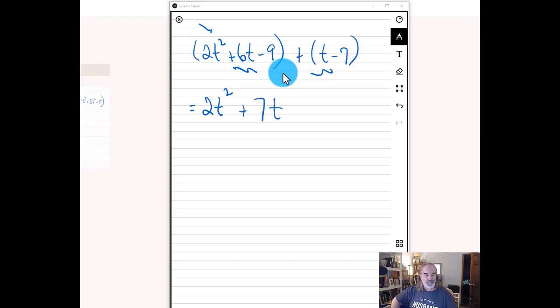And then our constants, right? There's our minus 9 and our minus 7. And let's be careful, it's negative 9 plus negative 7. In other words, negative 9 minus 7, so that becomes negative 16. And this one's done already.